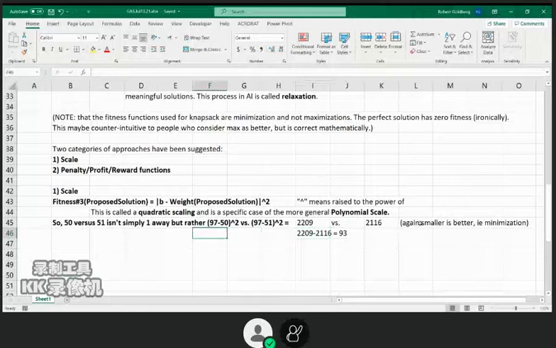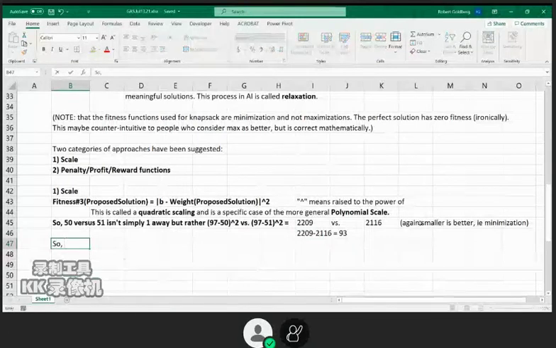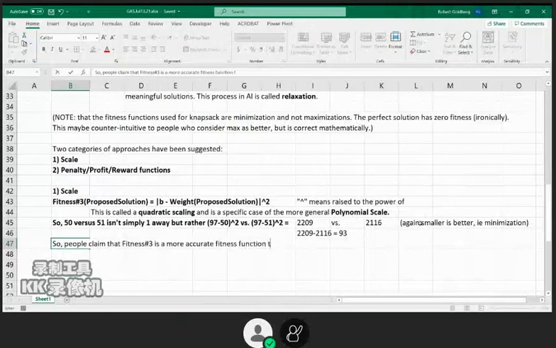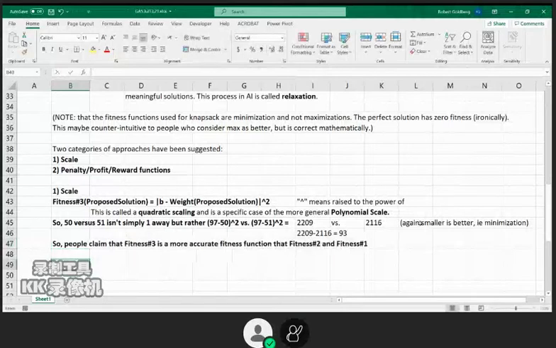So that is how people deal with this distinction, and they claim that fitness number 3 is a more accurate type of fitness function. People claim that number 3 is a more accurate fitness function than fitness number 2 and fitness number 1. Okay, the other approach that some people use is called the penalty and/or reward functions.